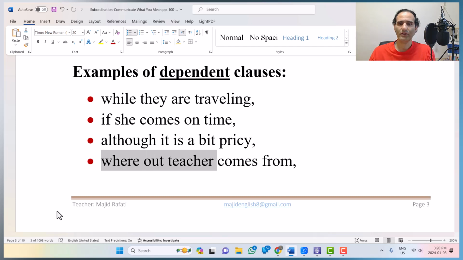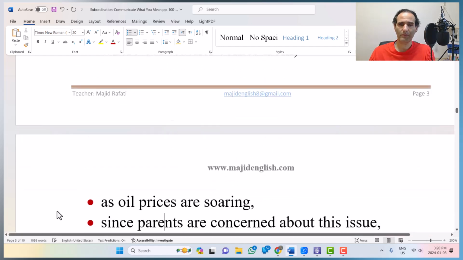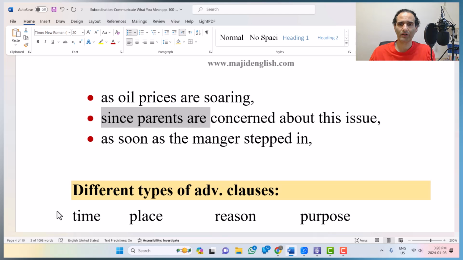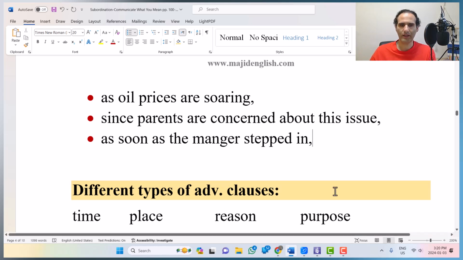Where our teacher comes from, dependent clause. As oil prices are soaring, dependent. Since parents are concerned about this issue, again dependent. And as soon as the manager stepped in, dependent. All of them need an independent clause to be added. And if we add an independent clause to them, we will have a subordinated clause, which is our talk today. Okay?